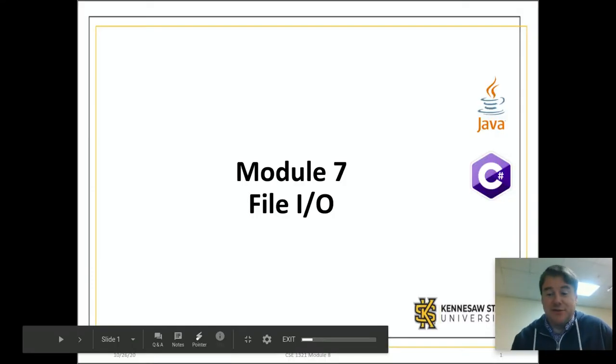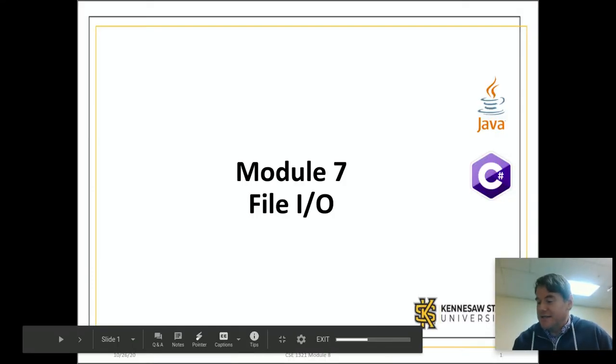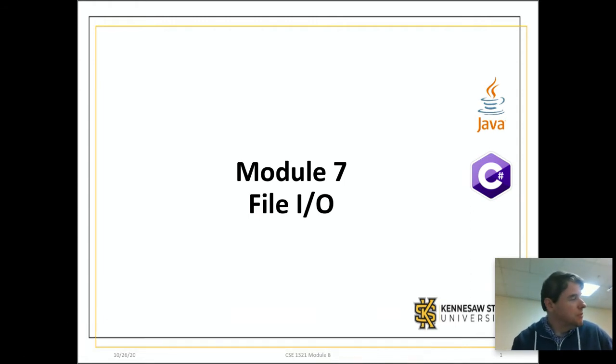This is CSE 1321. That is a total lie. This is CSE 1322. And this week we are in lecture number 18, and we are going to be dealing with module number 7. This is going to be the only lecture this week, and it's actually a relatively short one because it's just a single topic. So what we're going to be talking about today is FileIO. So that's going to be fun and exciting.